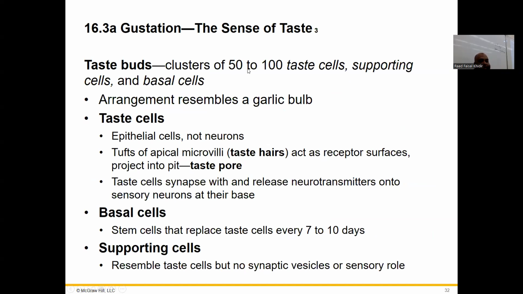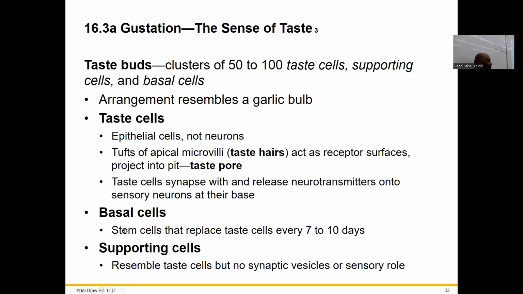These taste buds are clusters of 50 to 100 taste cells, and the taste cells are epithelial cells. They're not neurons, but they do communicate with the neurons. They send the information to the neurons. There are basal cells and supporting cells.